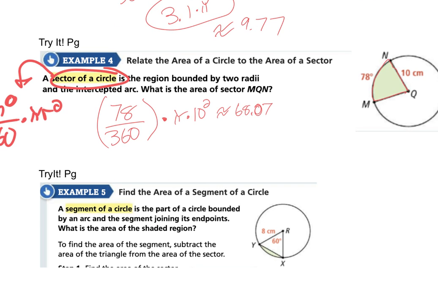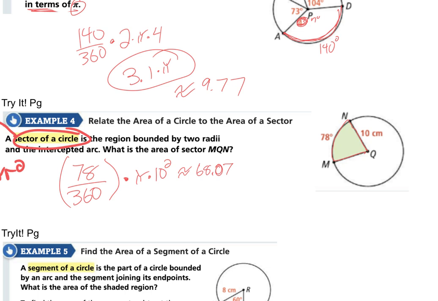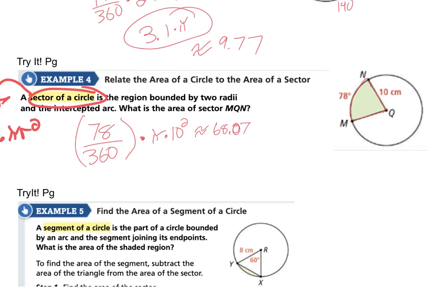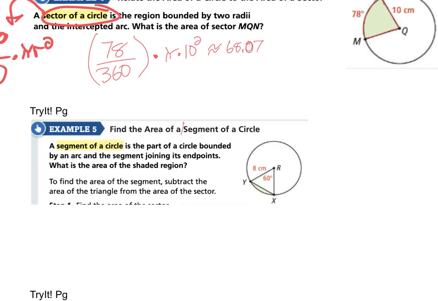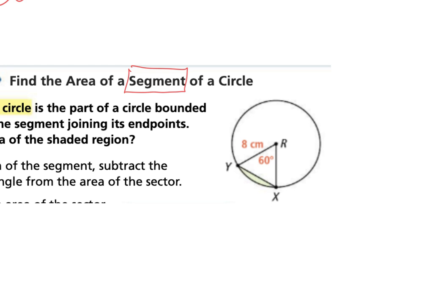Now you'll need to be able to know how to do that. You'll need to find the arc length. You'll need to find the area of the sector of the circle. And there's one more, that's the area of a segment of a circle. The segment of the circle is the part bounded by an arc and a segment joining its endpoints. Okay, so it's this region right in here. This is the segment of a circle. Notice the further away the points are, the bigger that segment will be.